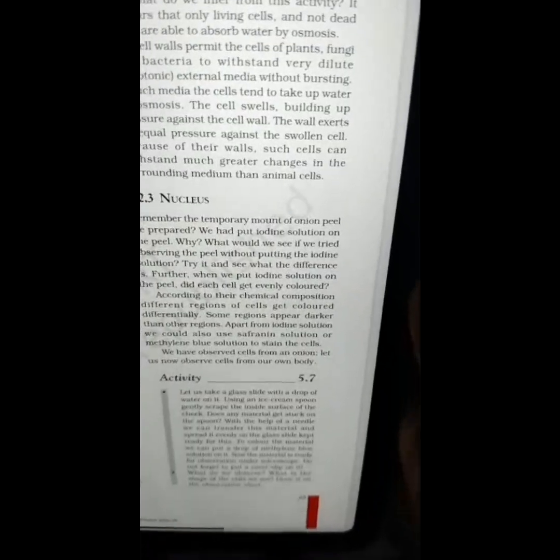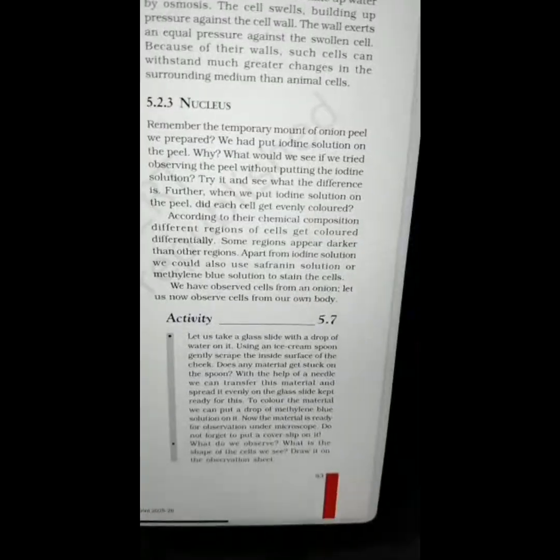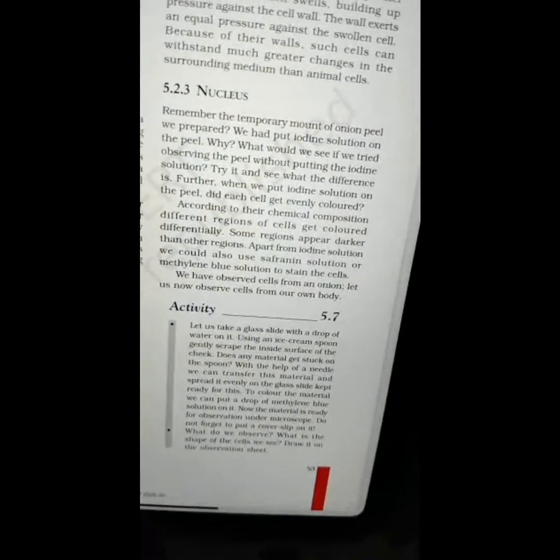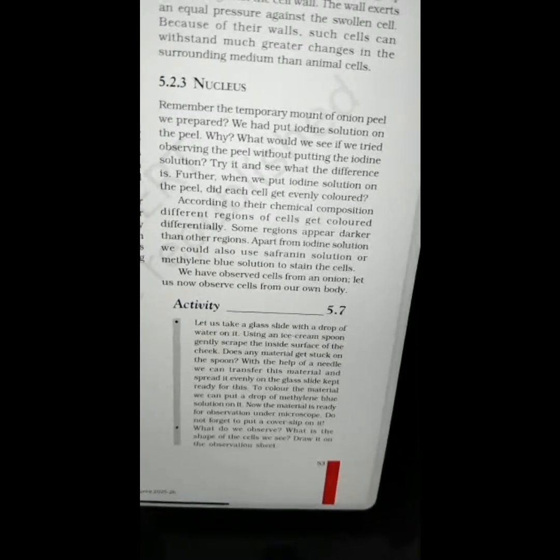Some regions appear darker than other regions. Apart from iodine solution, we could also use safranin solution or methylene blue solution to stain the cells. We have observed cells from an onion. Let us now observe cells from your own body.